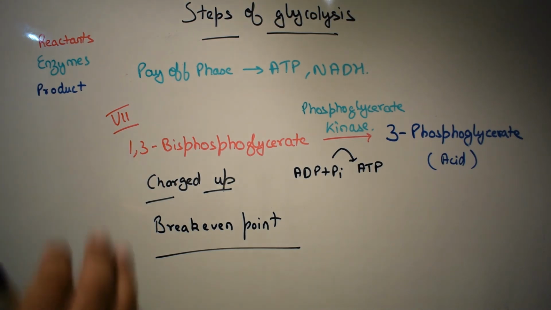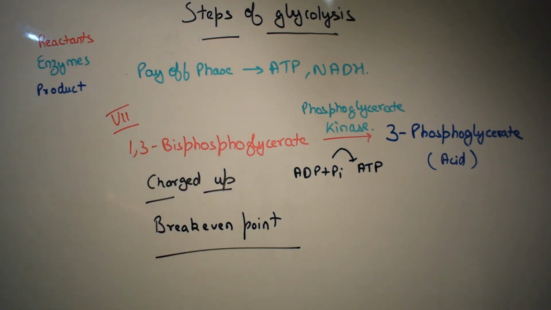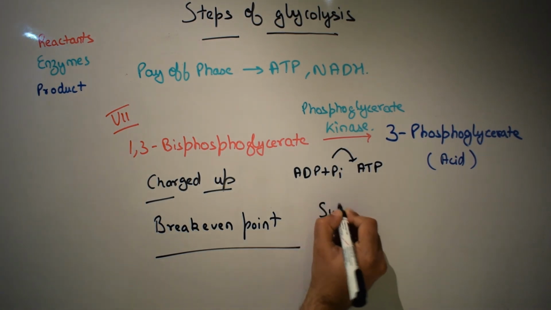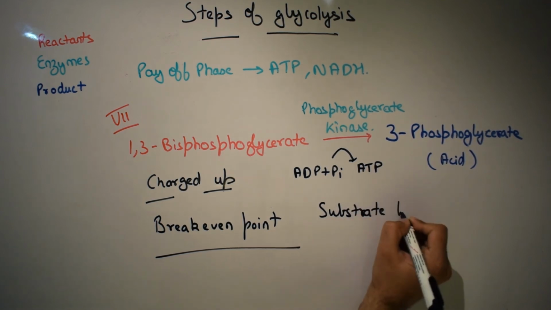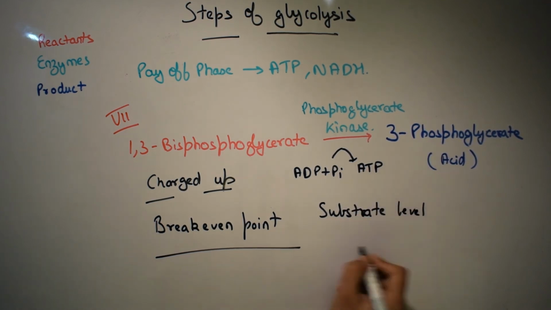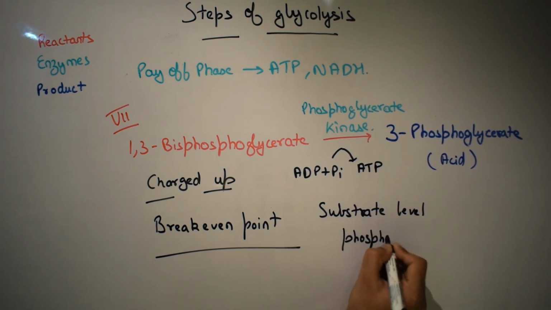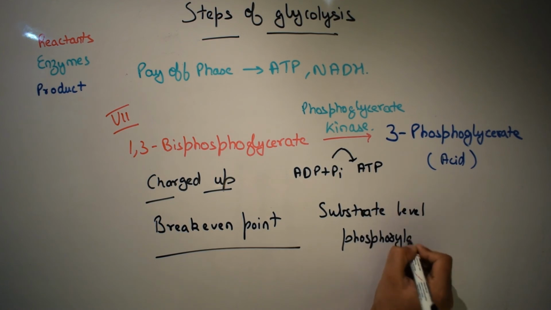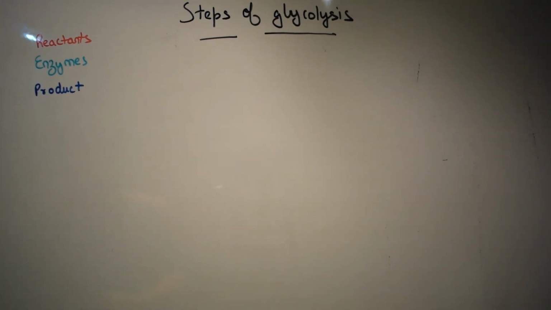This is the first step in glycolysis where ATP has been produced, and the ATP production here is, as I said earlier, through substrate level phosphorylation. No oxygen is used, only the enzyme kinase is used, and a single ATP molecule is formed. So a low level of ATP always forms during substrate level phosphorylation. Now moving on to the 8th step of glycolysis.